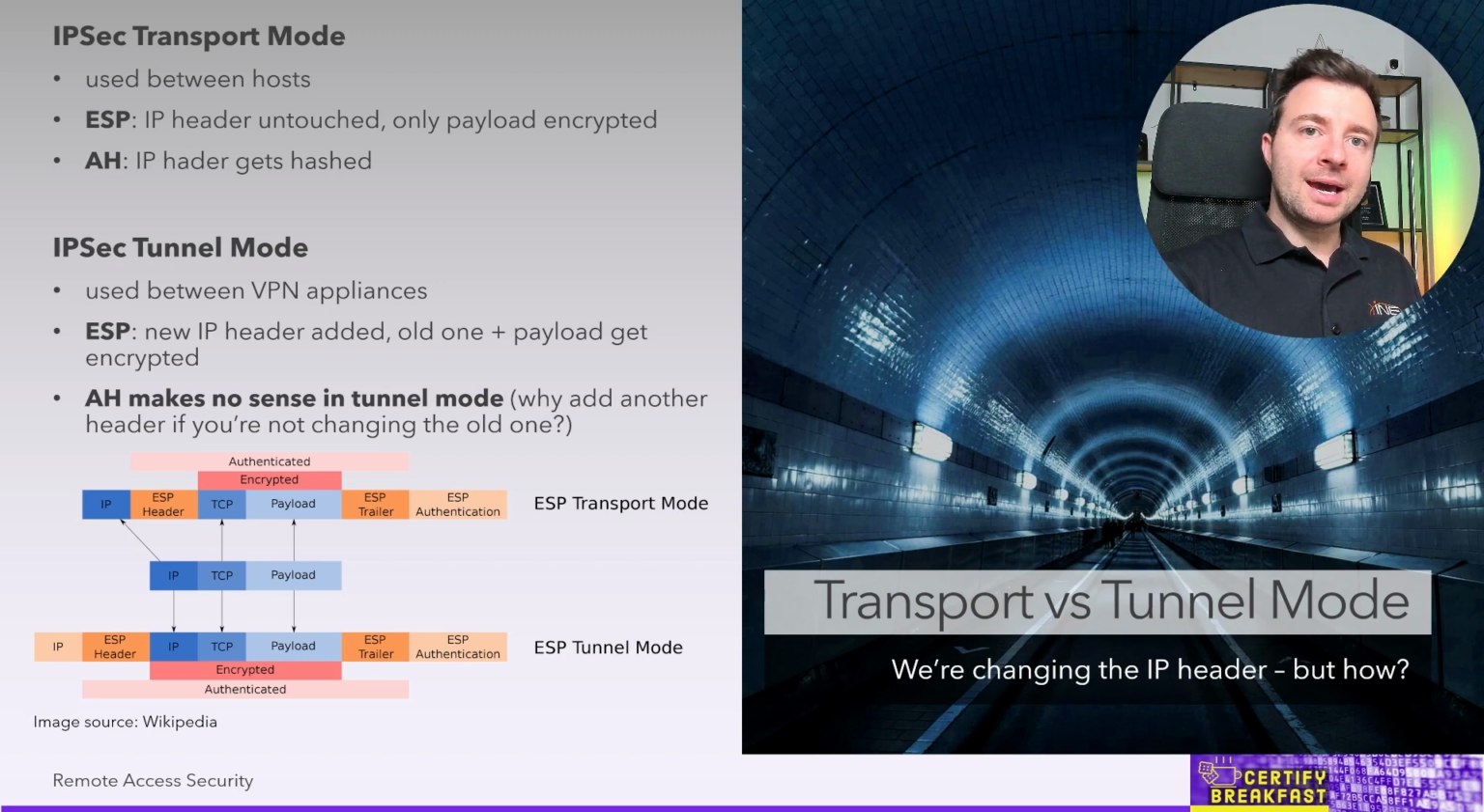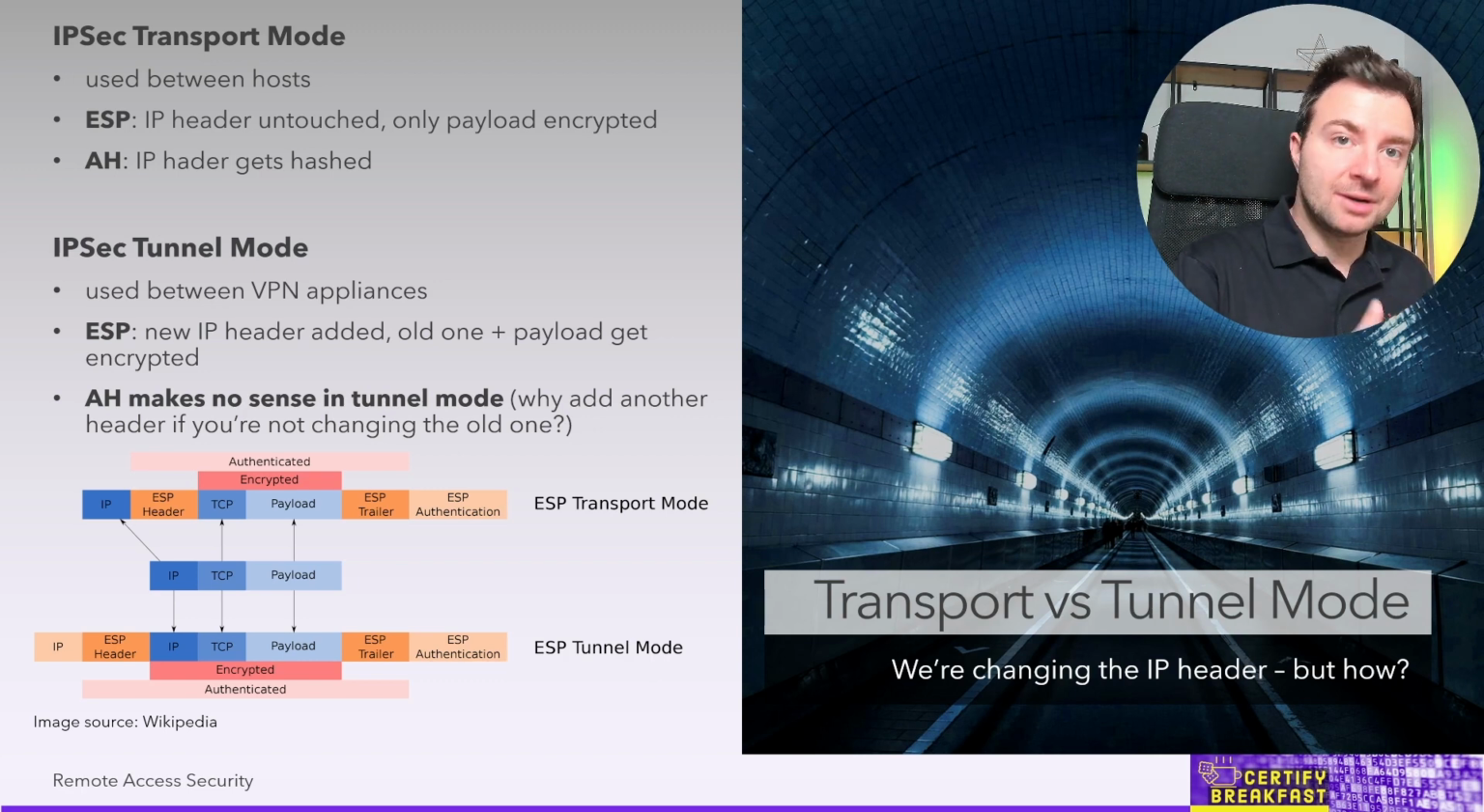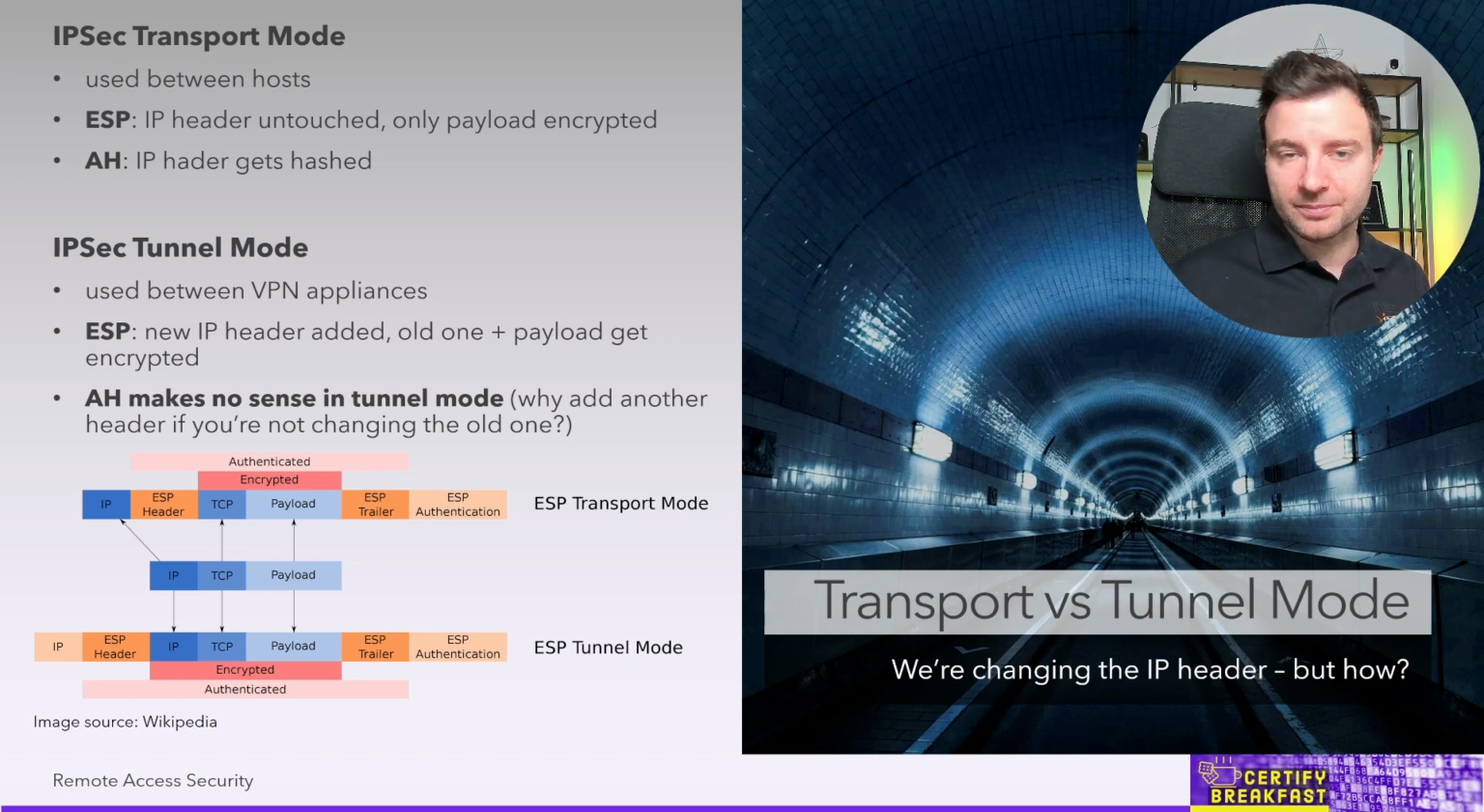IPsec tunnel mode adds another IP header. It's a way of saying, well, I'm going to just apply ESP and AH, whatever combination I want to apply in there, to the entire packet. I want to protect it entirely. So that's why I'm adding a brand new IP header at the outer edge of the packet, so that the new IP header is the one that is going to be used for actual packet routing. Kind of like an IP in IP tunnel.